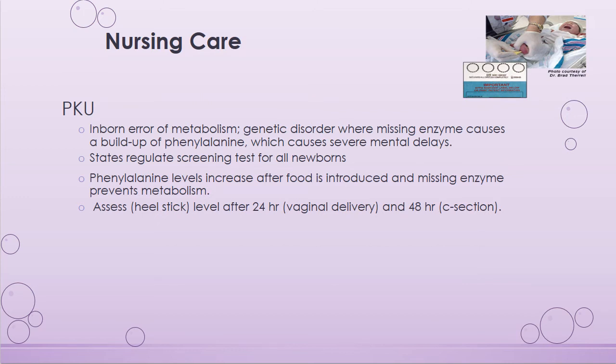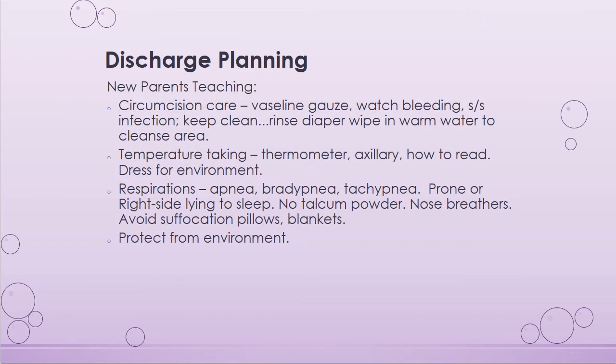PKU is an inborn error of metabolism, a genetic disorder where a missing enzyme causes a buildup of phenylalanine, which causes severe mental delays. States do regulate the screening test for all newborns. It doesn't matter, everybody gets it done. The levels will increase after food is introduced and the missing enzyme prevents metabolism. So if we can't draw a lab through the vein, we'll do a heel stick after 24 hours on a vaginal delivery and 48 on a C-section.